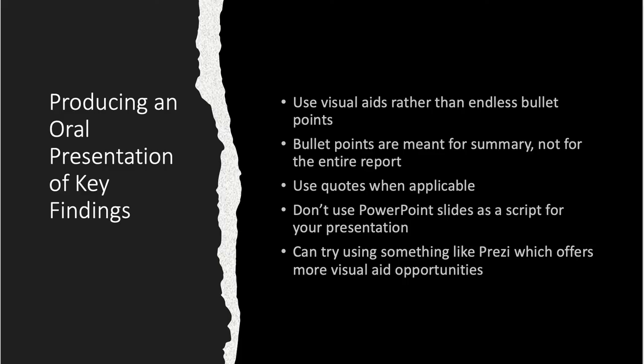The bullet points are meant for a summary and not for the entire report. And you should only use quotes when applicable. So your whole presentation shouldn't just be quote after quote. Only use it when you think it's incredibly relevant. And don't use PowerPoint slides as a script for your presentation. It's much better if you're able to elaborate on things. So take this presentation, for example. I read these bullet points as a general outline. However, I know how to elaborate and explain the different points you see here.